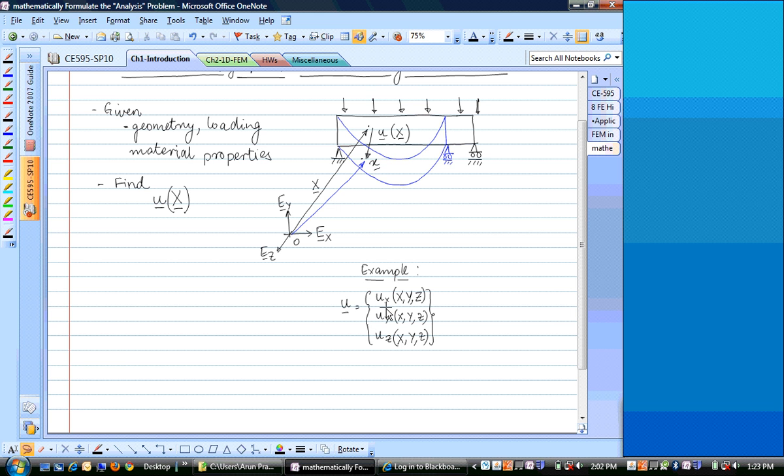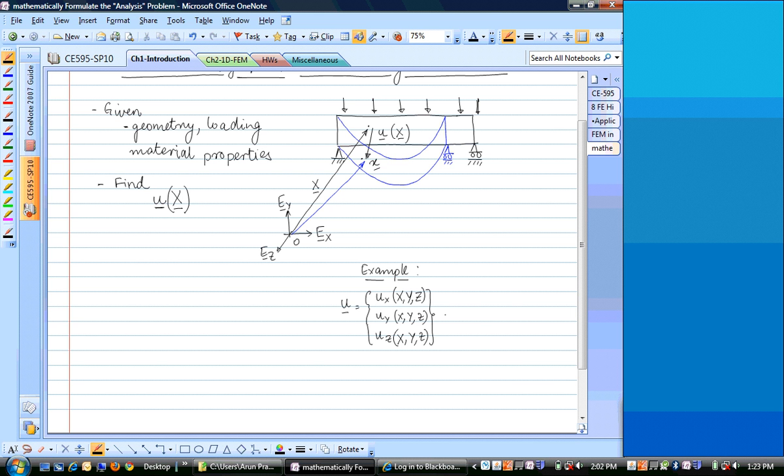You can have displacement in the X direction, displacement in the Y direction, displacement in the Z direction of any point. If you give me a point X, let's say this point X, then I can plug that value of X into this function, and I can obtain the displacement of that point. Okay, so this is the displacement map.